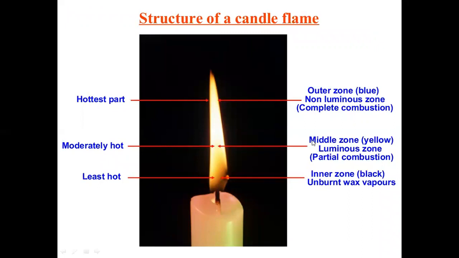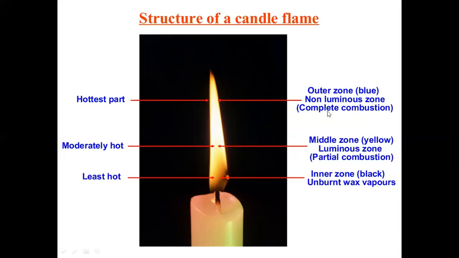So children, in the next part, we'll discuss the structure of the candle flame. This is a very, very important part of this chapter. The different zones of the candle flame are there, which I think you are able to see here. This is the outermost zone. If you have seen the flame carefully, then you can see that the outermost zone of the flame is blue in color. The outermost zone, which is blue in color, is known as the non-luminous zone.